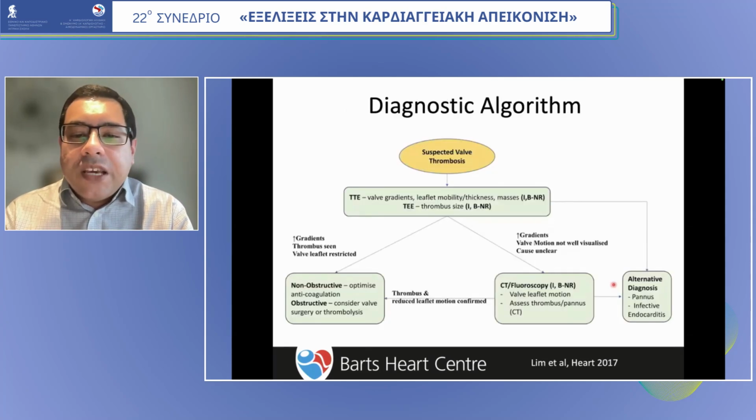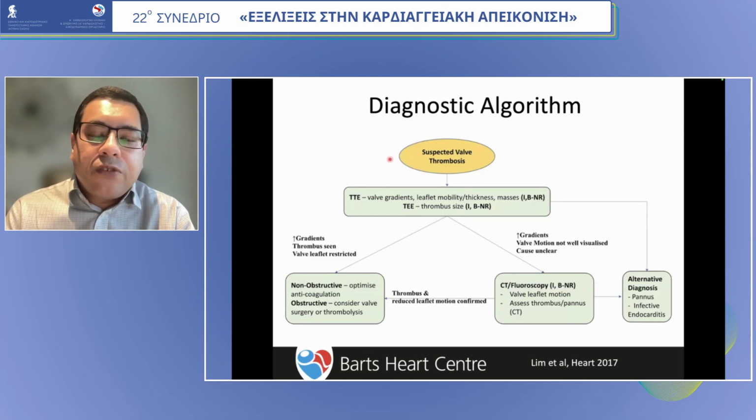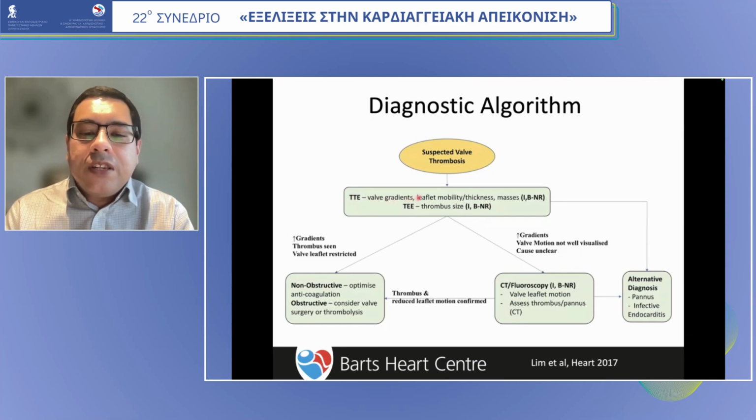So we can put all this together to create a diagnostic algorithm. We have our patient with suspected valve thrombosis. We can use transthoracic, looking at the valve gradients, acceleration time, ejection time, looking at the leaflet mobility and thickness, and looking for soft tissue masses. We can then move on to transesophageal to look at things in more detail, and often we can look at thrombus size, which is important. Then we can differentiate between non-obstructive thrombus, where you need to optimize anticoagulation, and obstructive thrombus, where we need to consider valve thrombolysis or surgery. But often it's not clear. Sometimes there are high gradients, but you can't see valve motion clearly. And in that case, CT or fluoroscopy is very useful to look for the motion, or for pannus on CT.